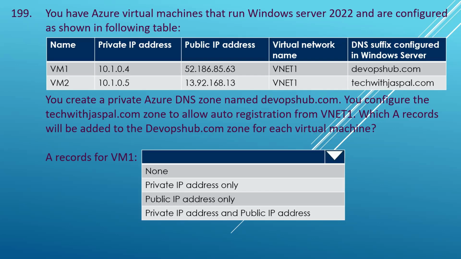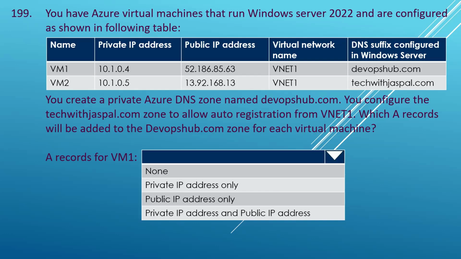You create a private Azure DNS zone named devopshub.com. You configure the zone to allow auto registration from VNet 1. Which A records will be added to the devopshub.com zone for each virtual machine? A records for VM1, and your options are none, private IP address only, public IP address only, private IP address and public IP address.